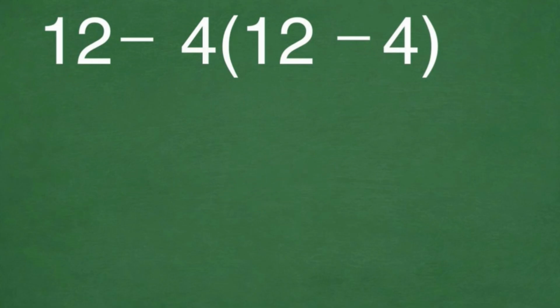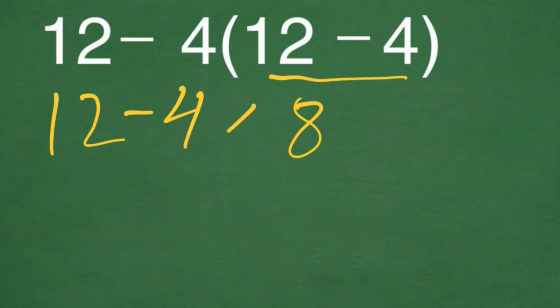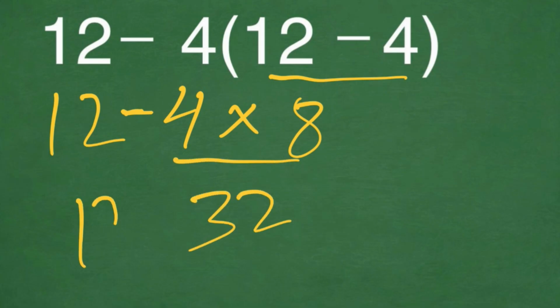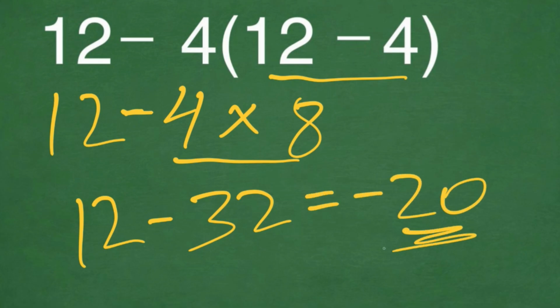Here we have 12 minus 4 times the parenthesis 12 minus 4, and we have to do the problem inside the parenthesis first, so that is the first thing to do. And 12 minus 4 of course gives us 8, and the problem becomes 12 minus 4 times 8. And here we have one multiplication and one subtraction. Which one to do first? Of course, the multiplication, right? So 4 times 8 gives us 32, and 12 minus 32 is equal to negative 20. So the final answer to this question is negative 20.